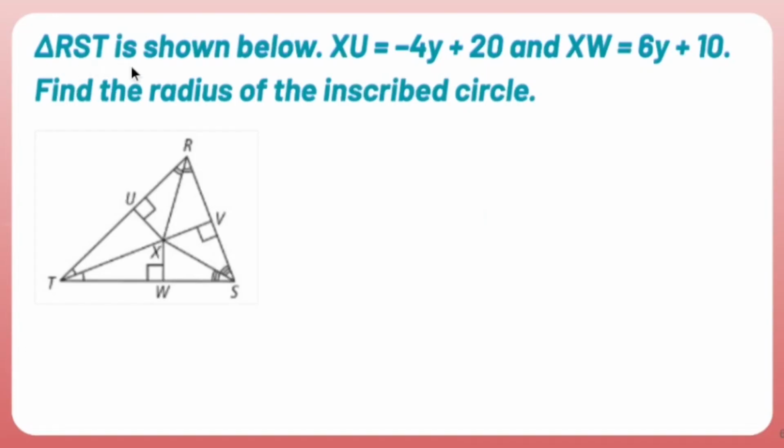Triangle RST is shown below. XU is negative 4y plus 20. XW is 6y plus 10. So XU is this one right there, and XW is 6y plus 10. XW is, where are you? There you are.